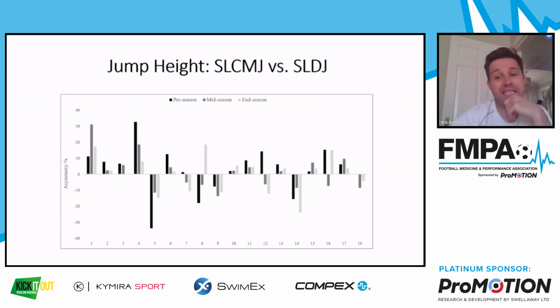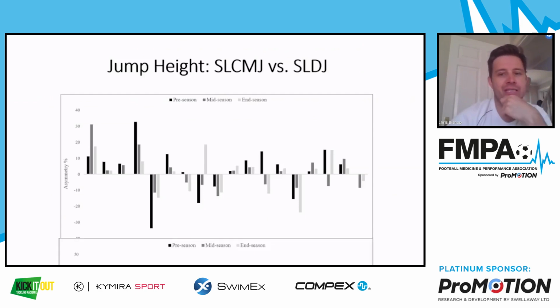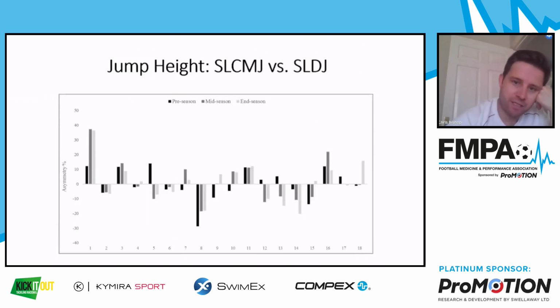So we've got 13 out of 18 players showing consistent limb dominant characteristics throughout the season. If we now compare that to the unilateral drop jump for the same metric, jump height, the answer is actually only 8. So we're now getting much greater fluctuations in natural jump height performance variability, I guess is what I would call that.